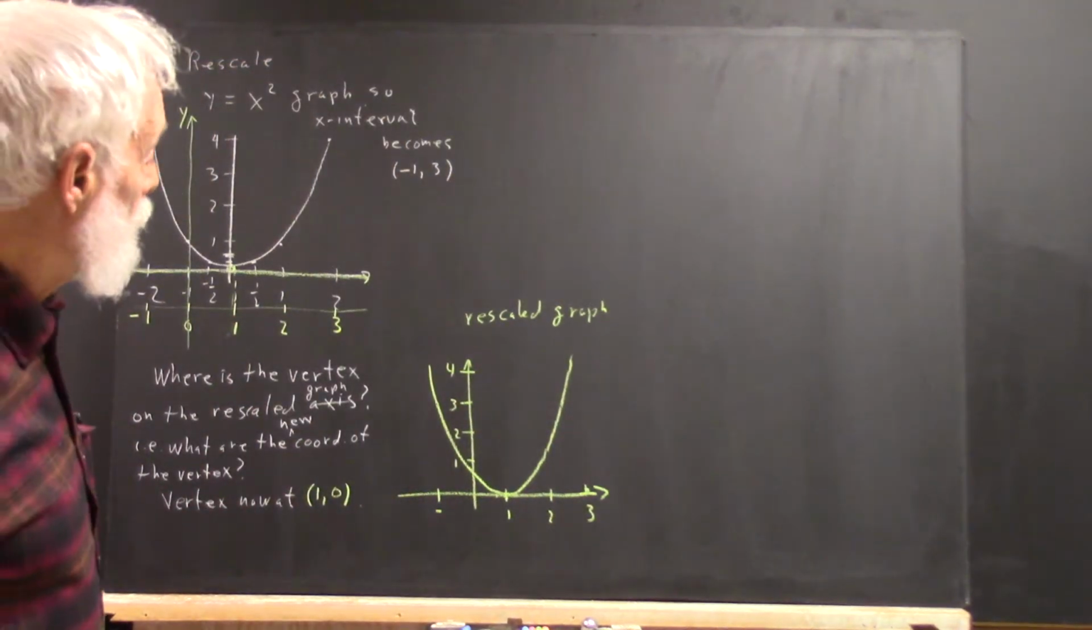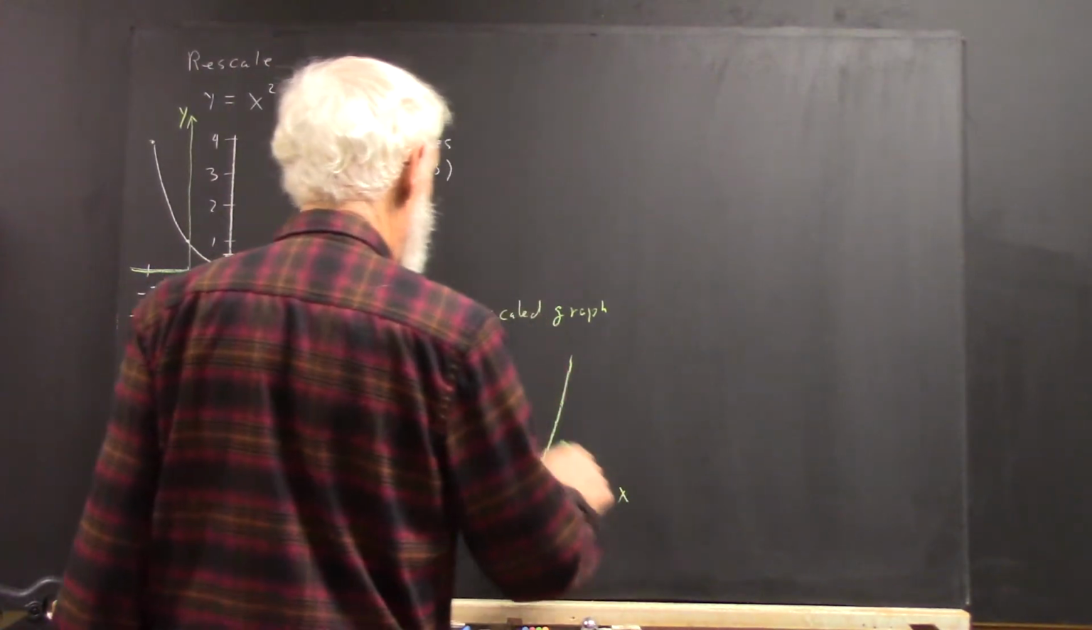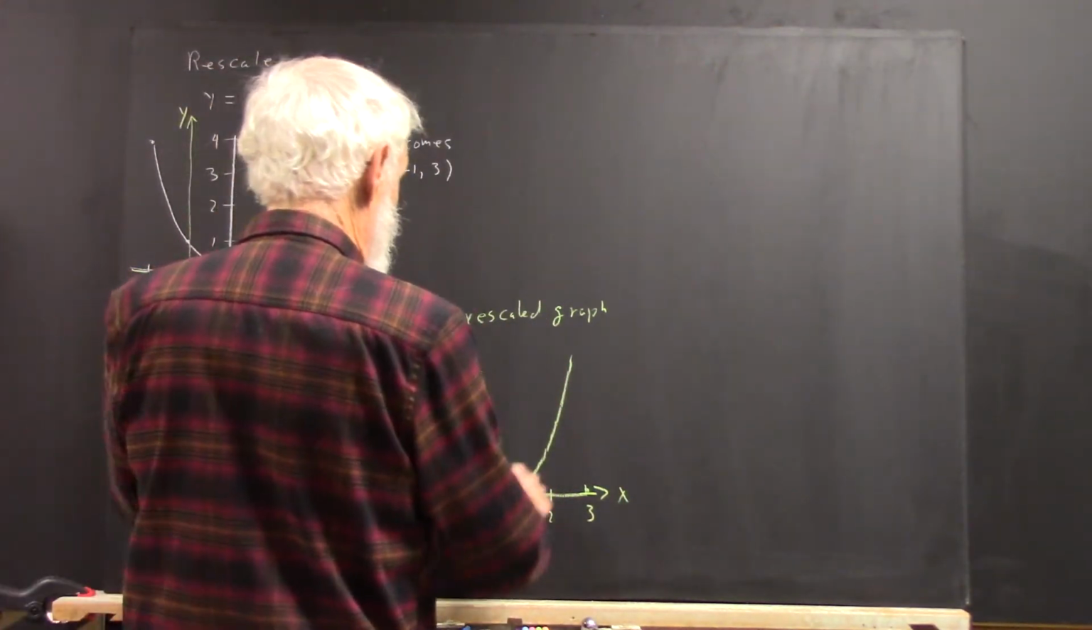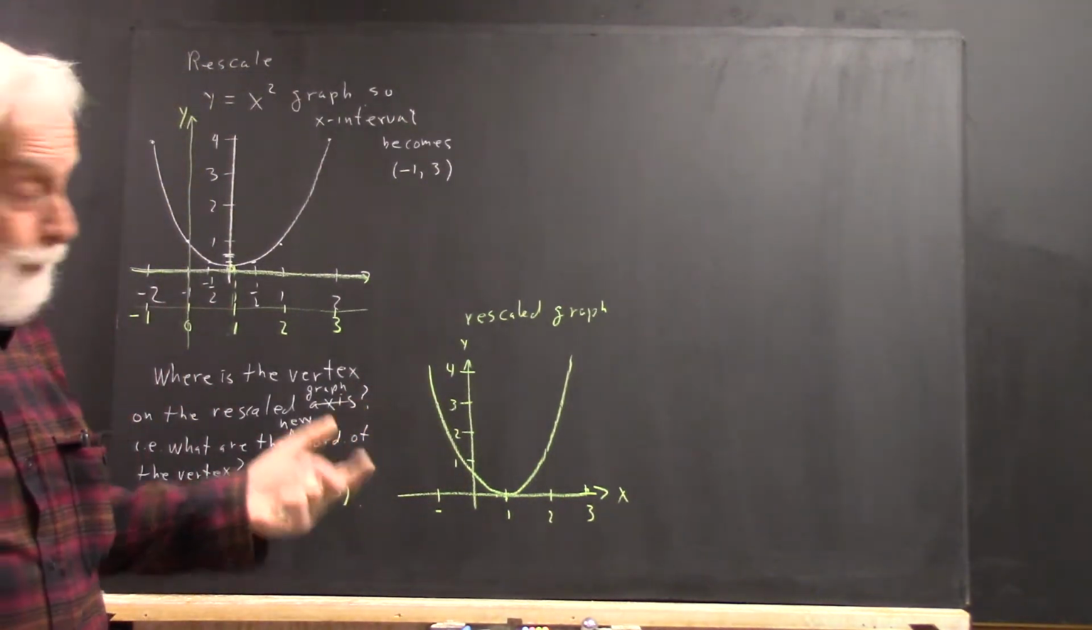The graph is no longer y equals x squared. This is your x and this is your y. Y equals x squared would have a vertex here. Be just your basic graph. Okay?